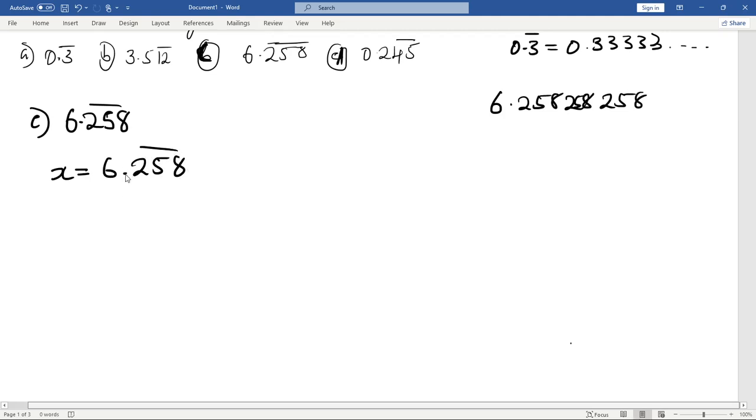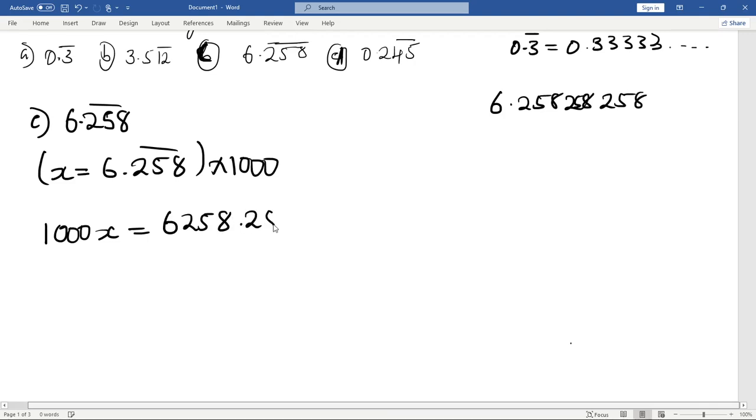The first thing we're going to do is move this decimal place 3 times to the right. So we're going to multiply this by 1,000. Multiplying by 1,000, we simply get 1,000x being equal to 6258.258 bar. So this is our first equation, and this is our second equation.